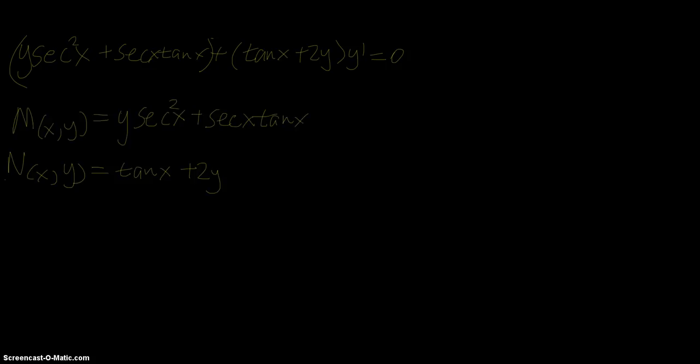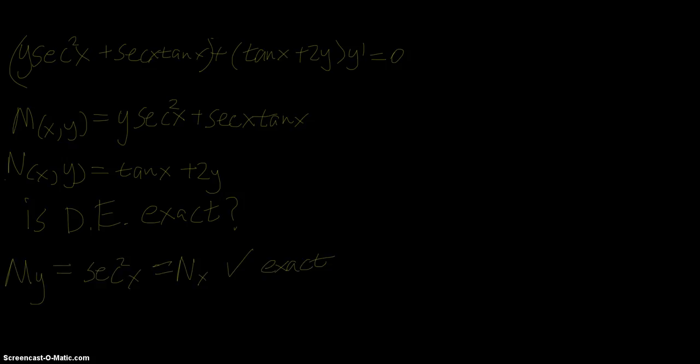So, step number 1, identify M(x,y) and N(x,y), and we'll see something about these two that will identify whether or not this is an exact differential equation. That thing that we are going to see is whether or not the partial of M with respect to y is equal to the partial of N with respect to x. If that is the case, then the differential equation is exact.